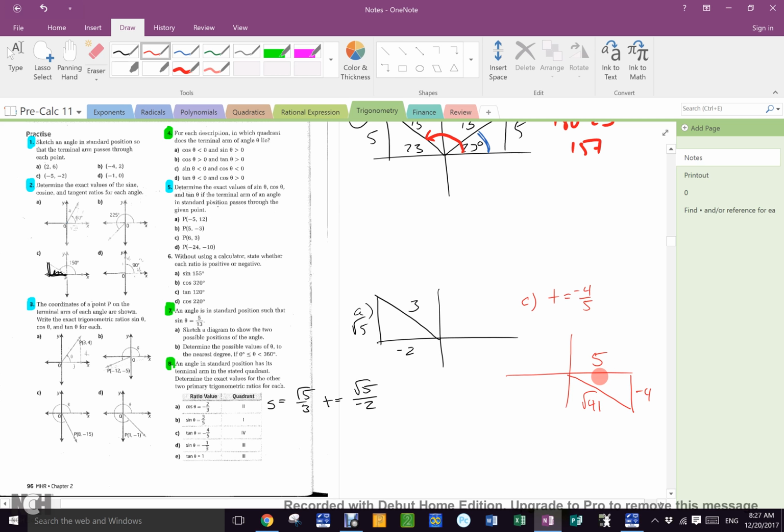Now I do sine, cos, and tan. Cos, 5 over root 41. Oh, we had tan. Sine, negative 4 over root 41. Everybody cool? Once, twice, thrice? Everyone's good with number 8? Okay.